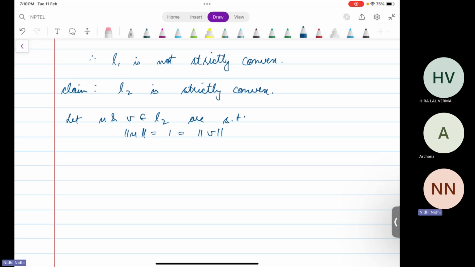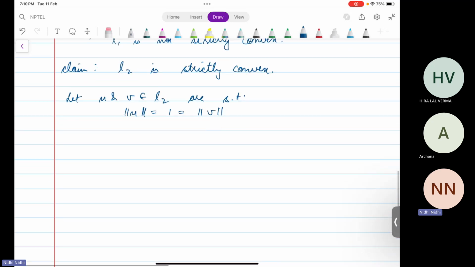So they can never be linearly dependent, because suppose u and v are linearly dependent. Then there exists some alpha in R. Our field is R, no? Alpha in R such that we have u is equal to alpha v.